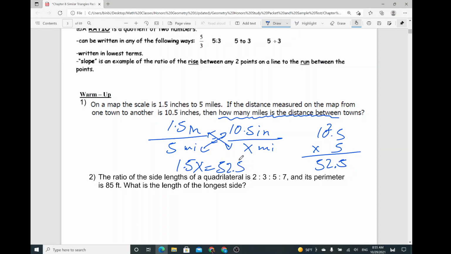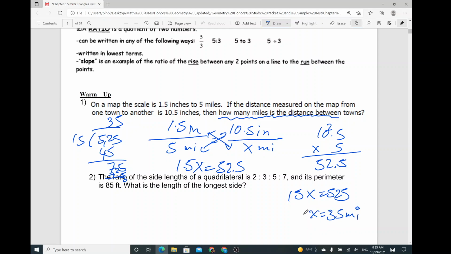So what we got here is 52.5 equals 1.5x. Another way you can do it is multiply both sides by 10 to make it an integer: 15x equals 525. So 525 divided by 15. 3 times 5 is 15, 3 times 1 is 3, plus 1 is 4, 45, subtract, so 7. And then 75, bring it down. 5 times 5 is 25, 5 times 1 is 5, plus 2 is 75. So the answer is going to be 35, and 35 miles with the unit. So the actual distance between those two towns would be 35 miles.